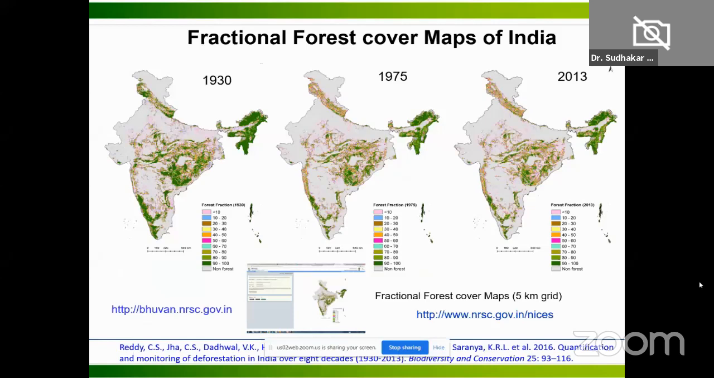And to support the decision management by the state forest departments, and also for use by researchers and scientists, we are hosting this data of 1930 to 2013 on one web portal by ISRO, that is bhuvan.nrsc.gov.in. Whoever is interested in this data, and whoever is interested to know what kind of changes happened in their own study areas at the district level or state level or in the wildlife sanctuary, they can make use of this data to understand or to quantify the changes in the forest.